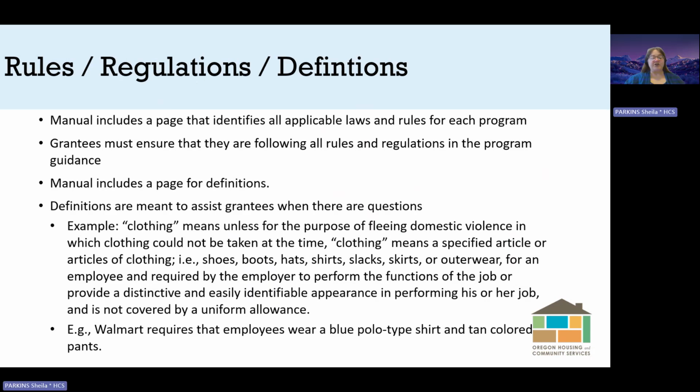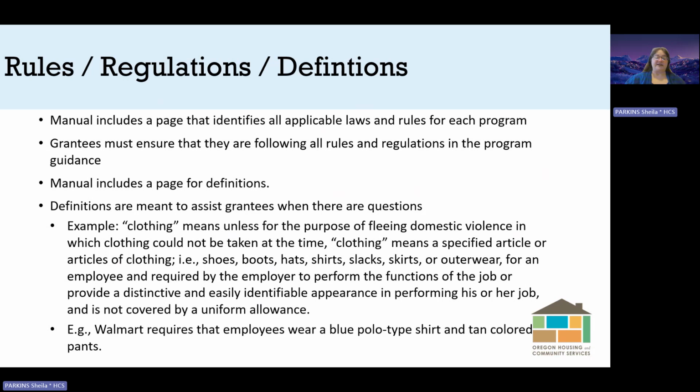As a final note, each OHCS manual includes a page that identifies all applicable laws and rules for each program, as well as relevant definitions. Grantees must ensure that they are following all rules and regulations in the program guidance. Definitions are meant to assist grantees when there are questions with how a specific term is identified.